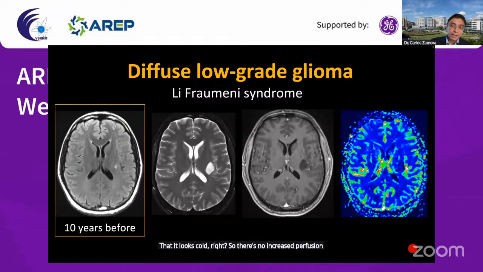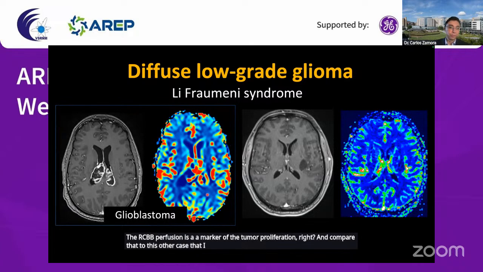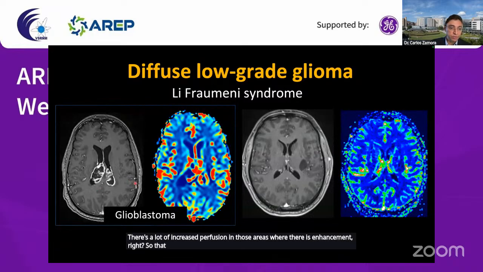So the rCBV perfusion is a marker of tumor proliferation, right? And compare that to this other case that I showed you from a glioblastoma, right? There's a lot of increased perfusion in those areas where there's enhancement, right? So that's more consistent with a high-grade tumor associated with increased perfusion.